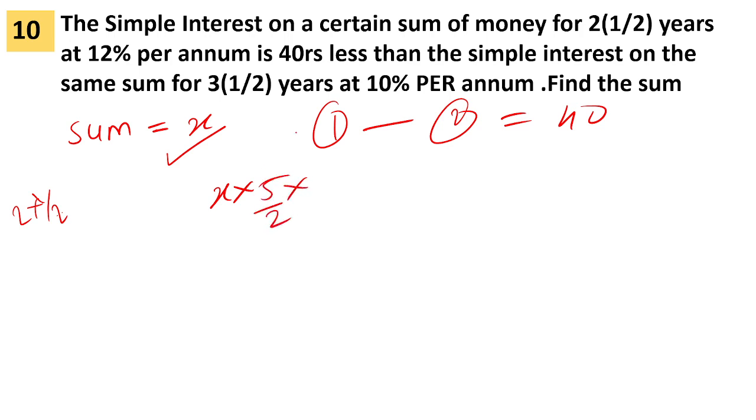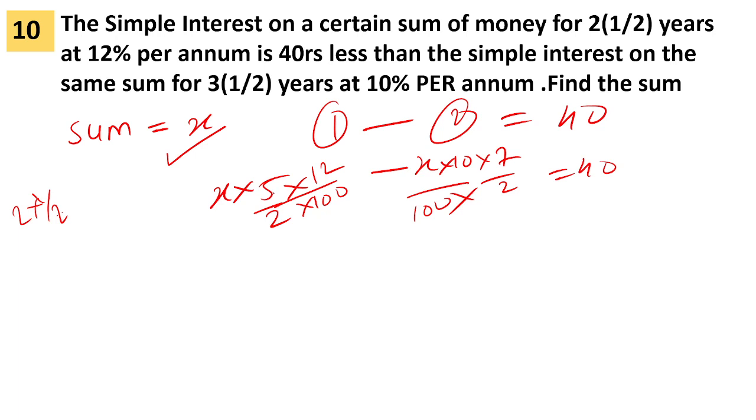For T, how much is T? So this was the year, and T is 12 divided by 100 minus the second condition, 3 by 2 years, so x into 10 into 3 by 2, that becomes 3 twos are 6 plus 1, that is 7 by 200 equal to 40. That's it, just solve this question, you will get the answer.